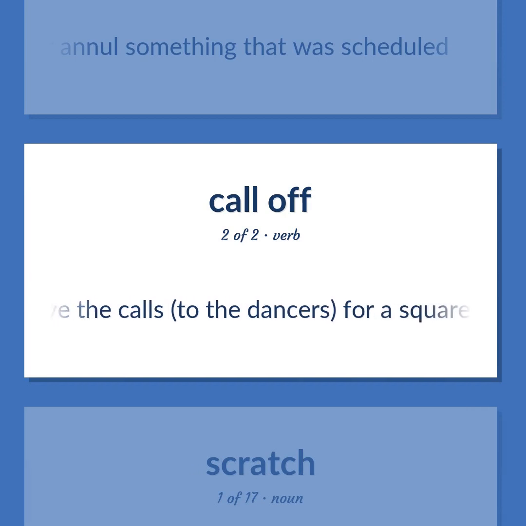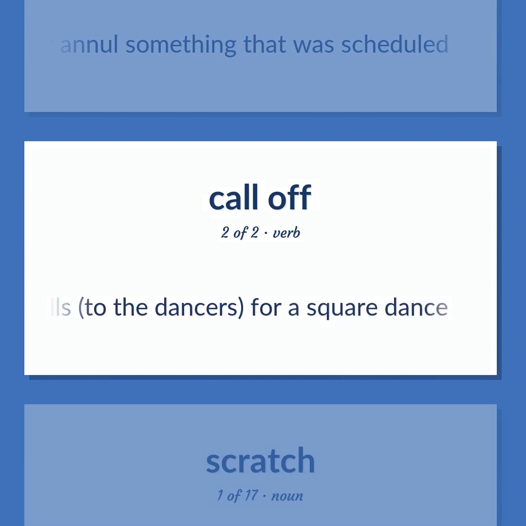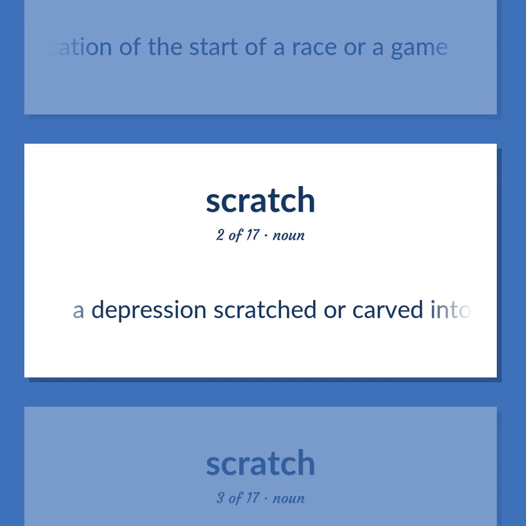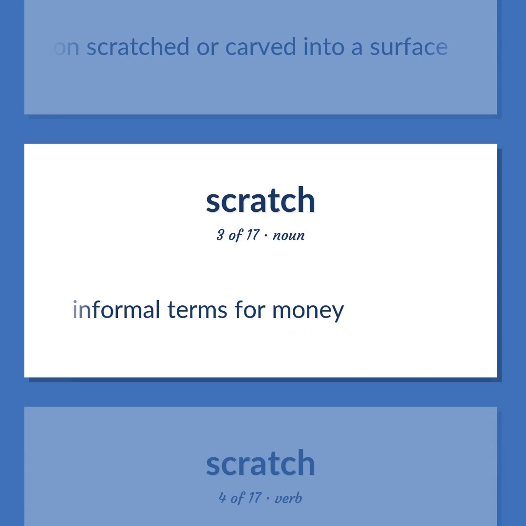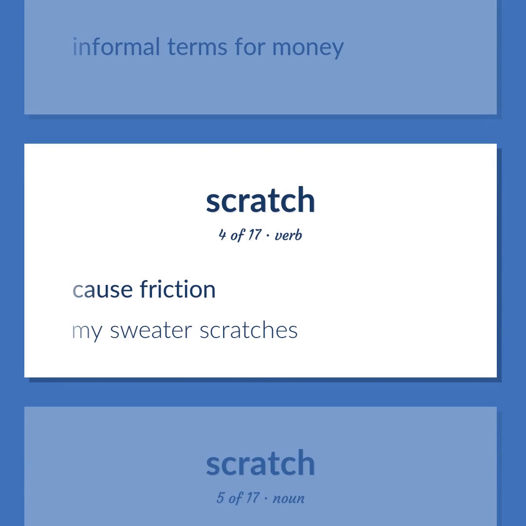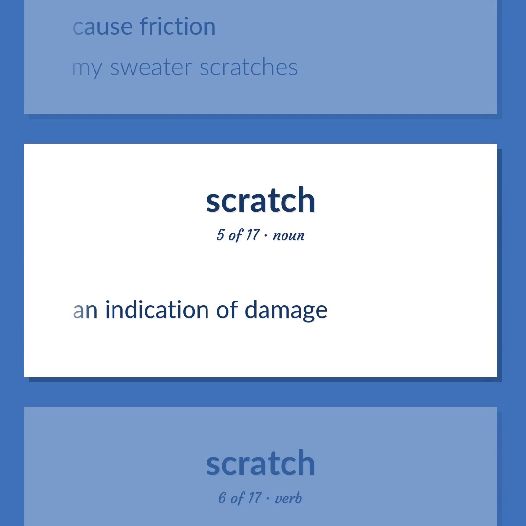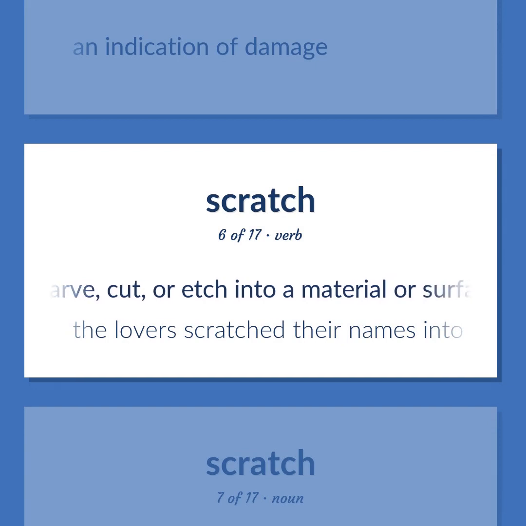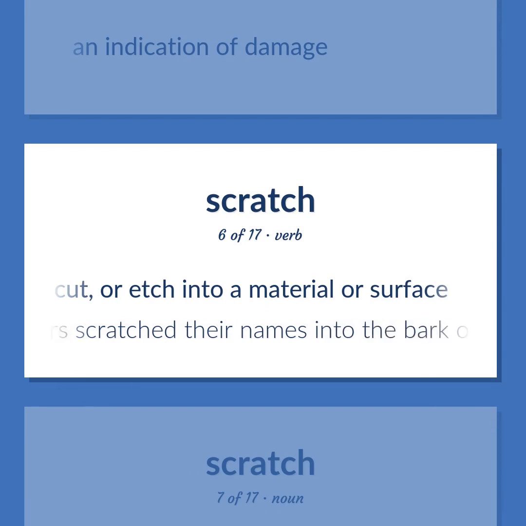Give the calls to the dancers for a square dance. A line indicating the location of the start of a race or a game. A depression scratched or carved into a surface. Informal terms for money. Cause friction. My sweater scratches. An indication of damage. Carve, cut, or etch into a material or surface. The lovers scratched their names into the bark of the tree.